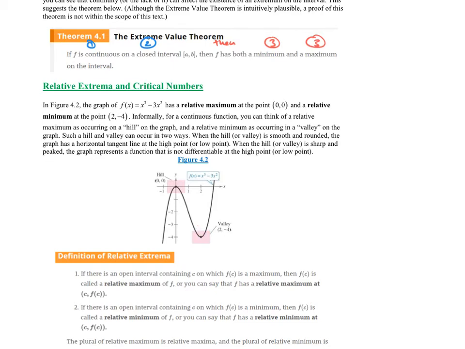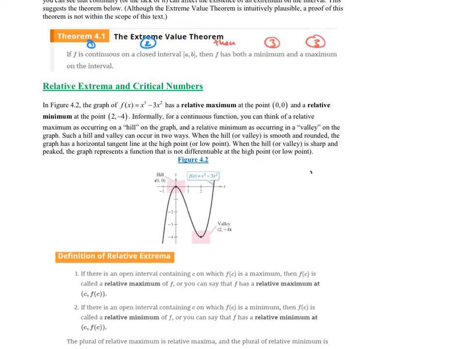It says such a hill and valley can occur in 2 ways. When the hill or valley is smooth, rounded, the graph has a horizontal tangent line. So think about horizontal tangent line again. When you have a horizontal tangent line, the slope of the tangent line is the derivative, right? And the slope of a horizontal line is 0. So if you have a smooth hill or a smooth valley, we know we have a horizontal tangent line, where these are the points where our derivative is equal to 0. Okay? It says when a hill or valley is a sharp-pointed graph, this function represents that it is not differentiable at our high or low point.